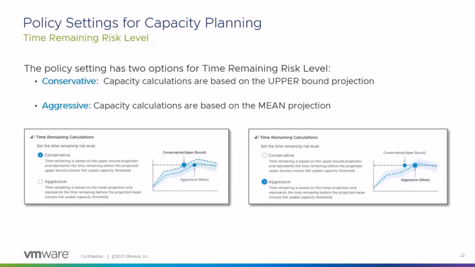And aggressive looks at the mean, basically the average between the upper and lower bounds. It follows the average line. So it's definitely more conservative on the conservative side and more aggressive on the aggressive side. The aggressive might be more applicable for dev test workloads, where you can push the workloads a lot closer to the edge. And conservative would be more for production style workloads.